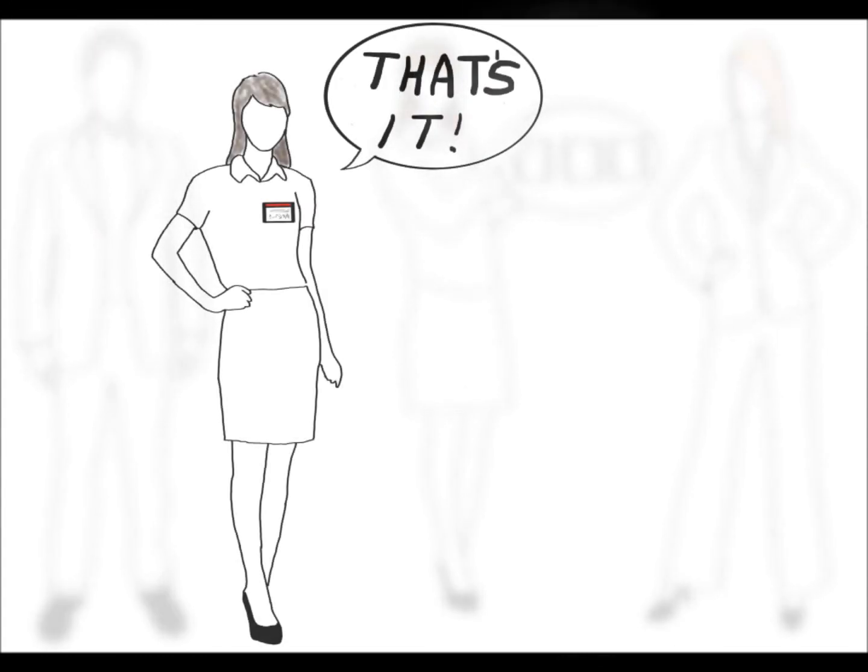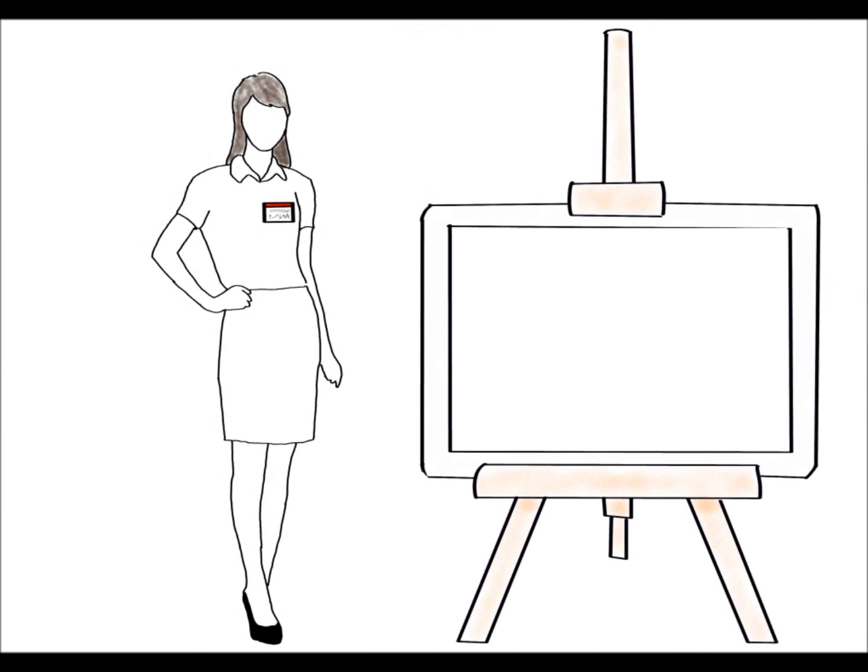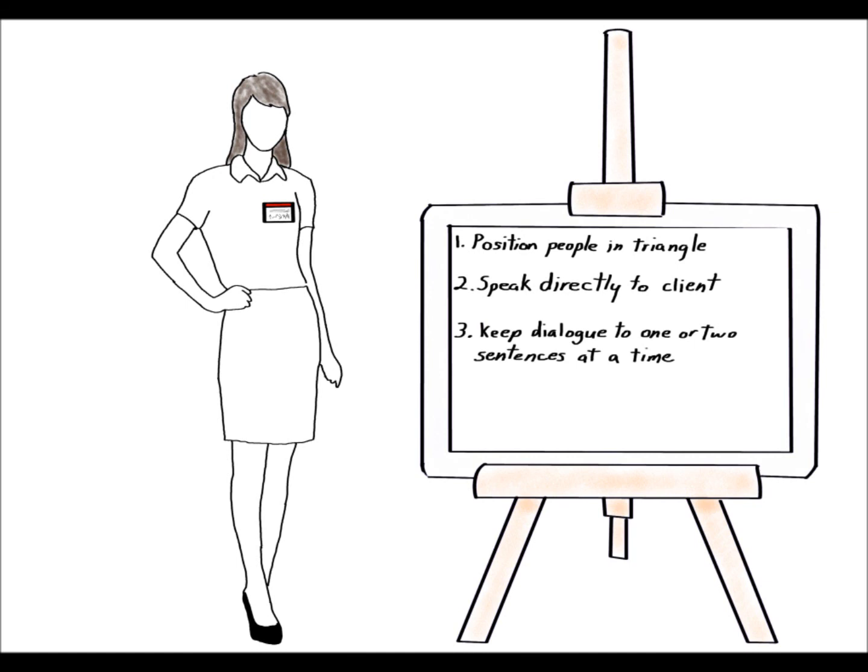That's it. So let's quickly run through them again. Number 1. Position the people in a triangle. Number 2. Speak directly to your client. Number 3. Keep your dialogue segments to 1 or 2 sentences at a time. And finally, number 4. Don't ask the interpreter for their comments or suggestions.